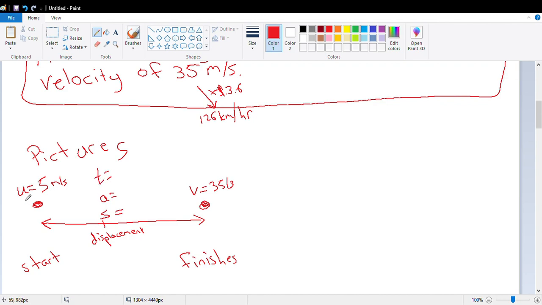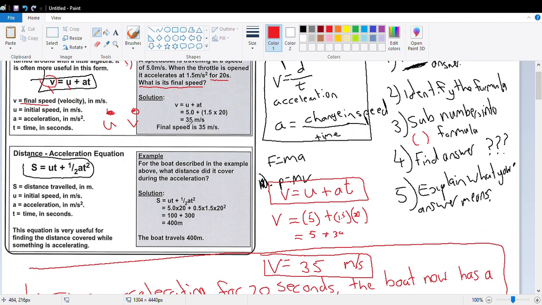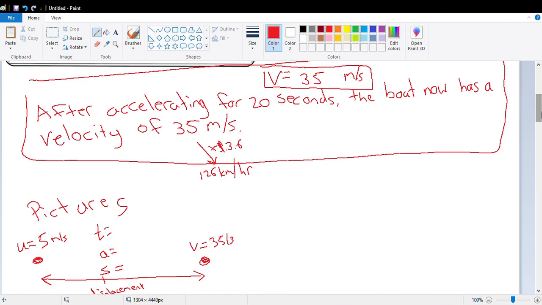How long was it in between the photos? How fast were we accelerating? And how far did we travel? It says it took us 20 seconds, and it says our speed was increasing by 1.5 every single second. So the only thing out of all of these things that I don't know is S, which is how far the boat actually travelled.